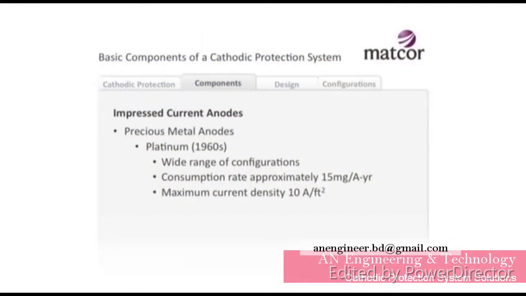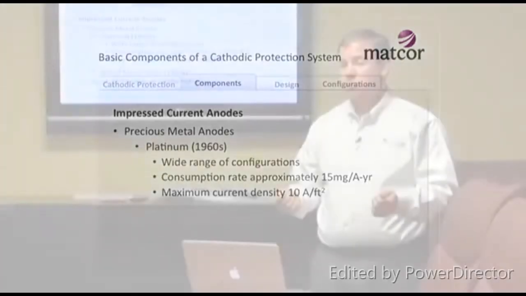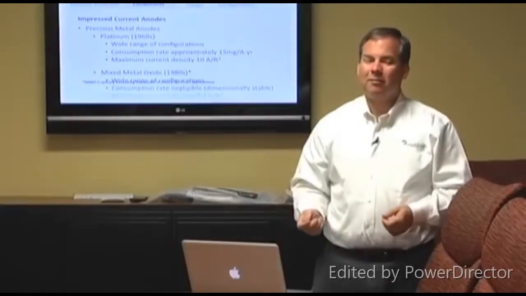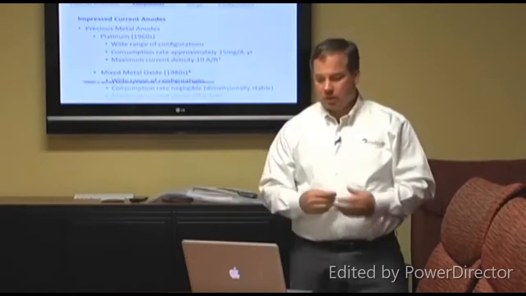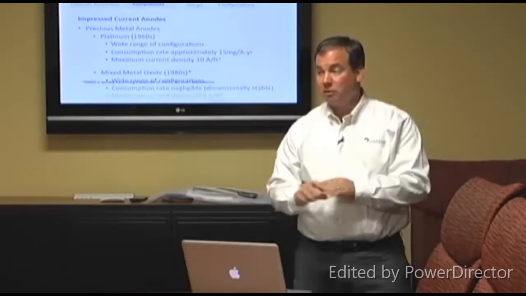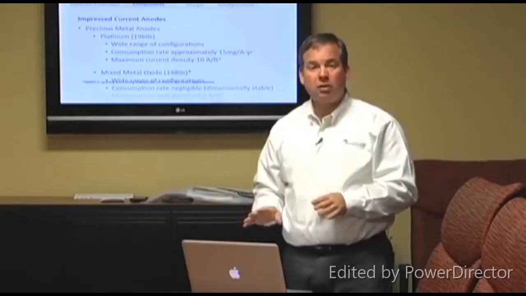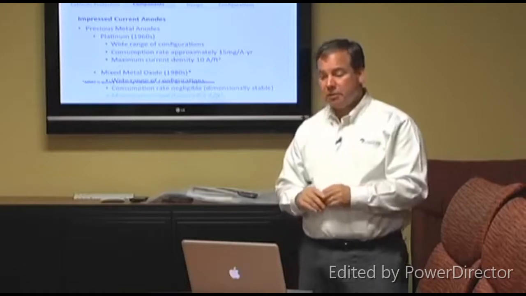Then in the 1960s and then moving into the 1980s, we started using precious metal anodes. And these precious metal anodes, they're much smaller anodes, kick out a lot more current and have a lot longer life. Okay? These are real high-tech anodes. The first one was platinum. A lot of issues with platinum anodes. MatCore was at the forefront of using platinum anodes for a long time. I have a lot of experience with them. We still use them in some selected cases.